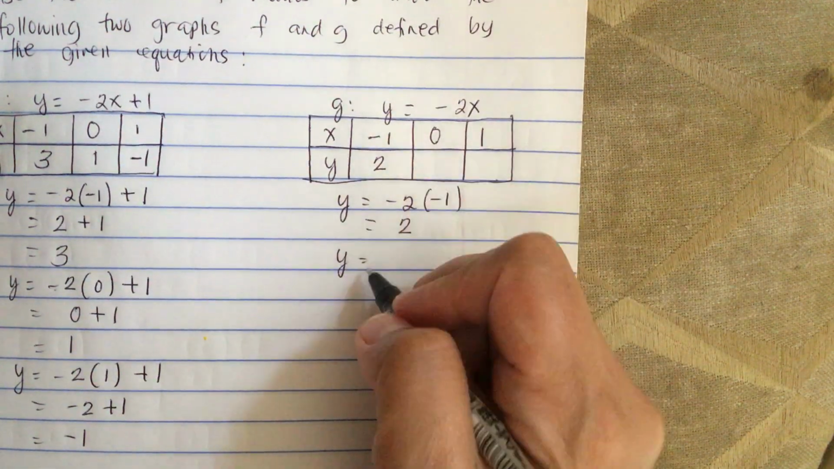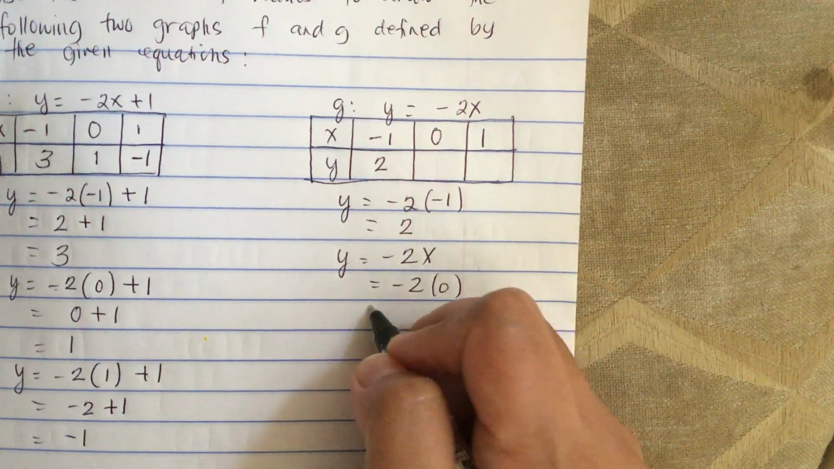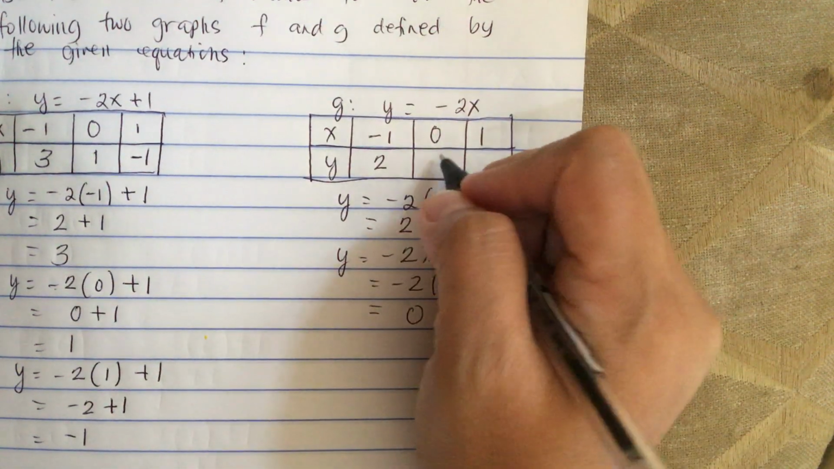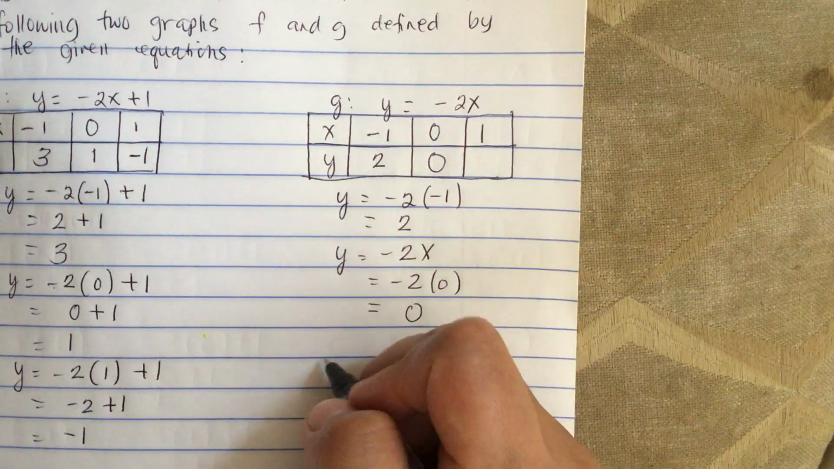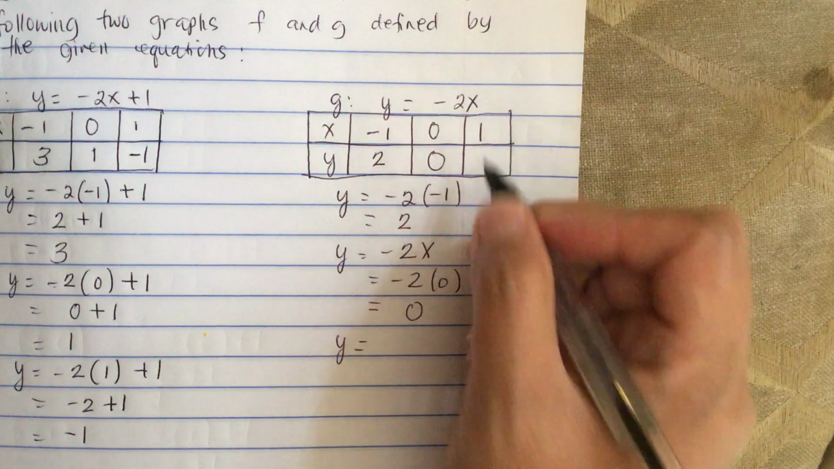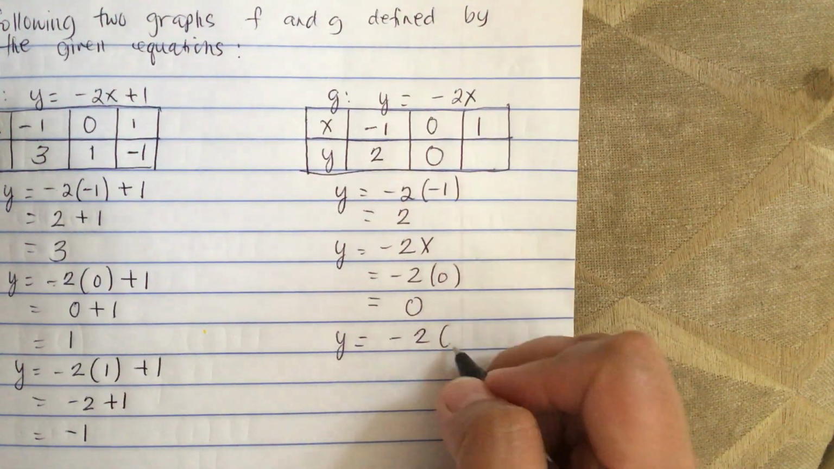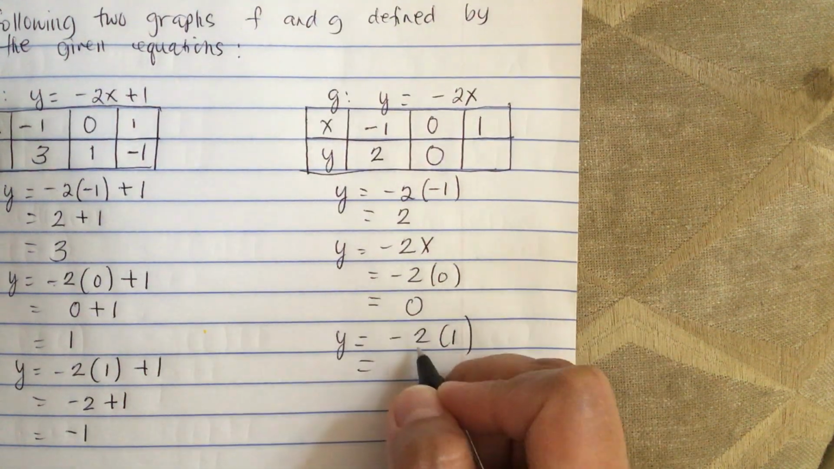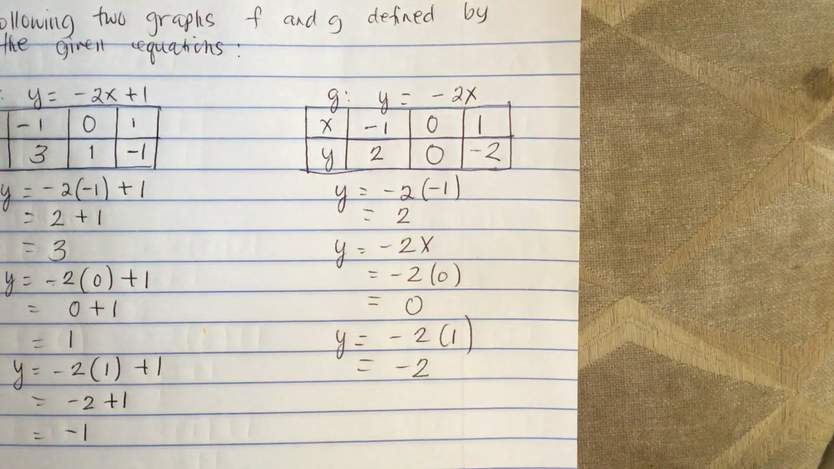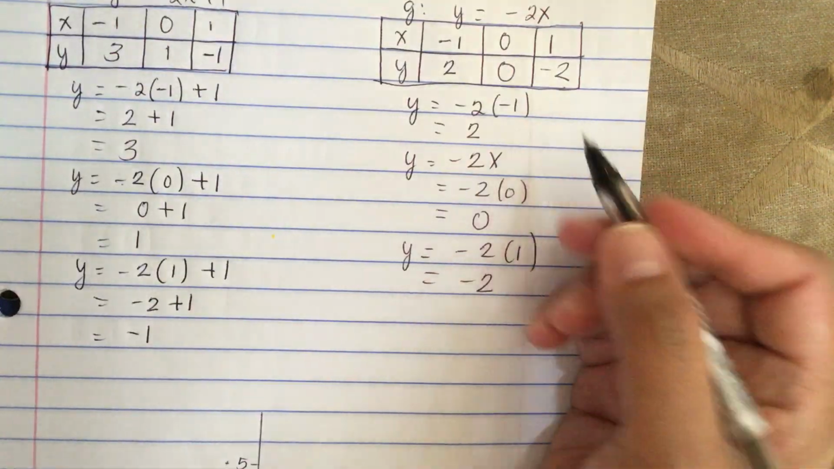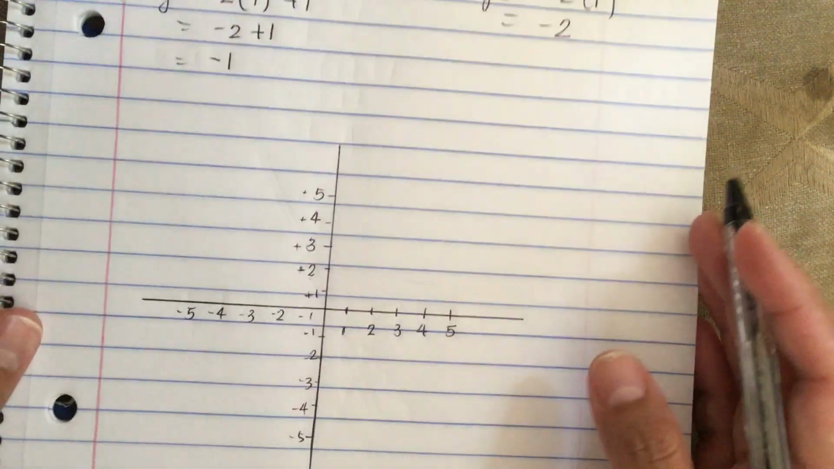And when x is equal to 0, it's equal to 0, because 0 times anything is 0. And when it is 1, we plug that in. Negative 2 times 1 is negative 2. So now we have the values. So we plot that into our graph.